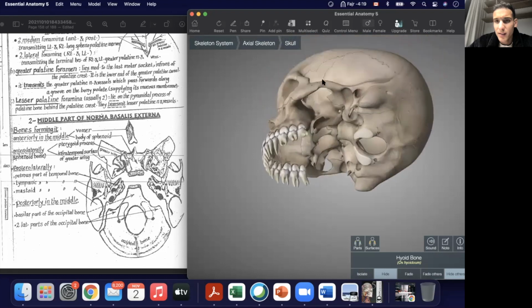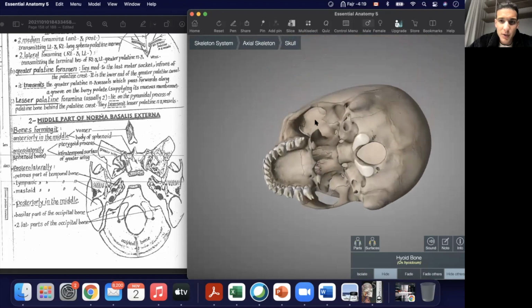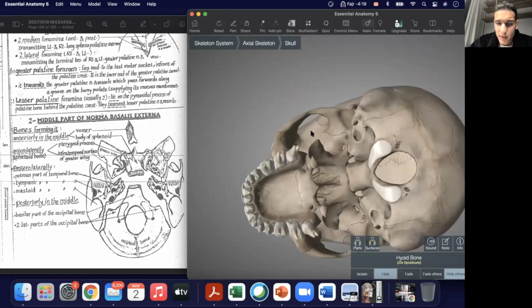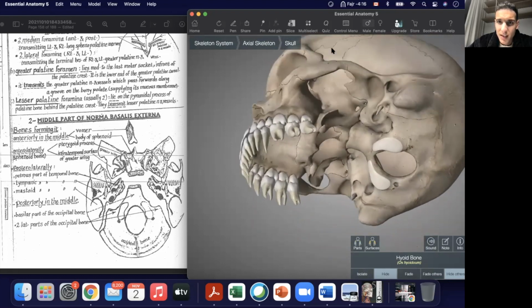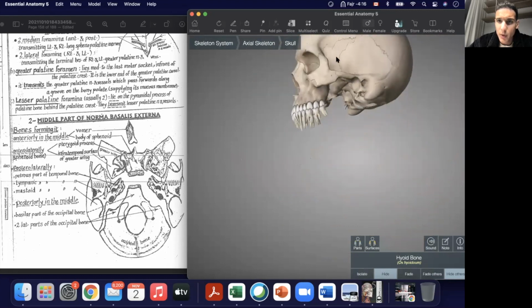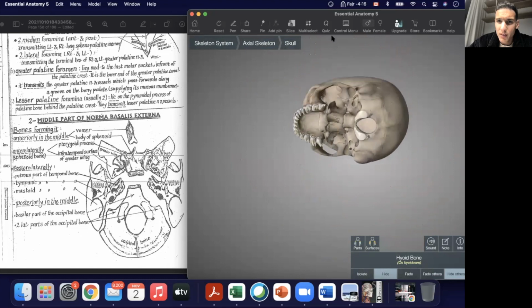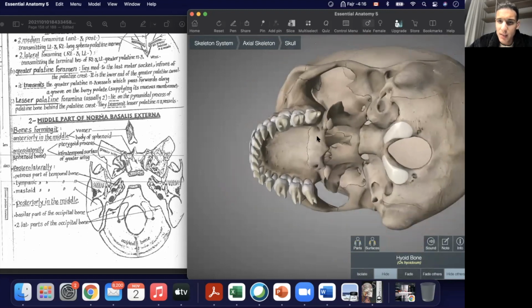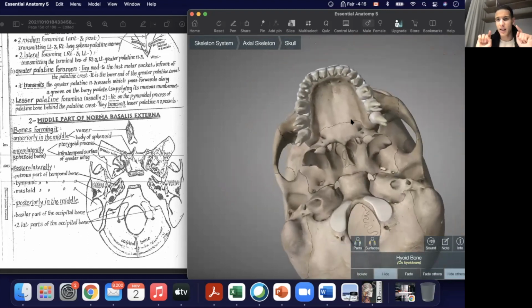This part, I don't know how I'm going to show you this, but remember, the greater wing. This part right here of the greater wing is called the infratemporal surface of the greater wing. Because that's the greater wing, right? If we just follow it, that surface is the infratemporal surface of the greater wing. That's anterolaterally.